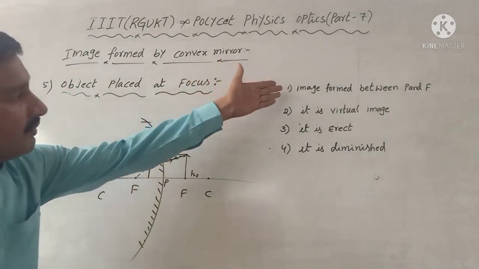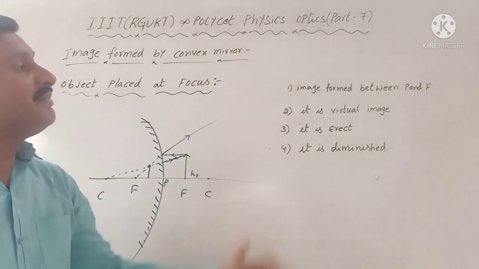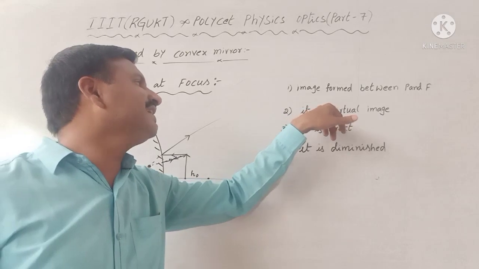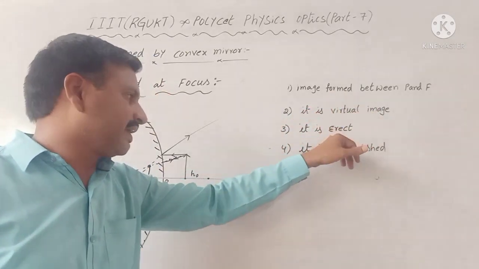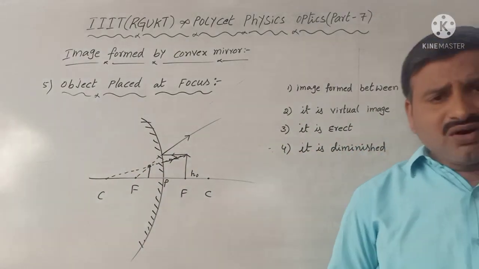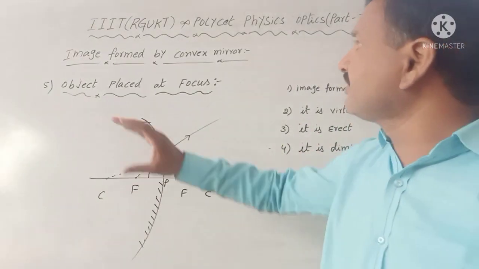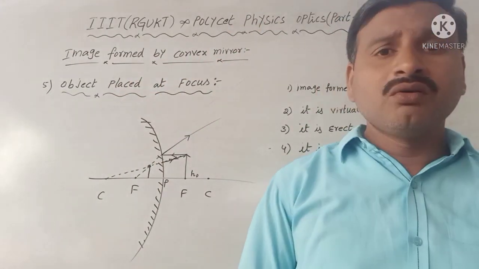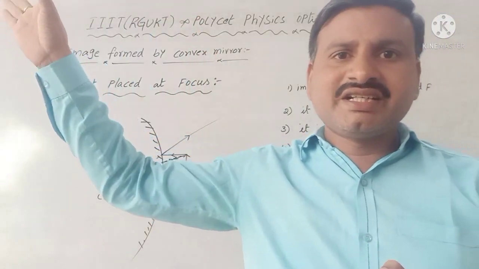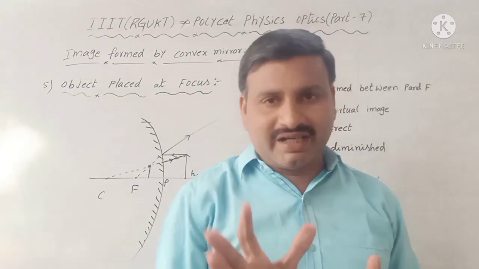So it is formed with the same characteristics again. Image formed between P and F. Image is virtual and erect. It is a diminished image. So finally, what did you learn? Image formed by a convex mirror. What you learn: object placed at infinity distance, image formed at focus.